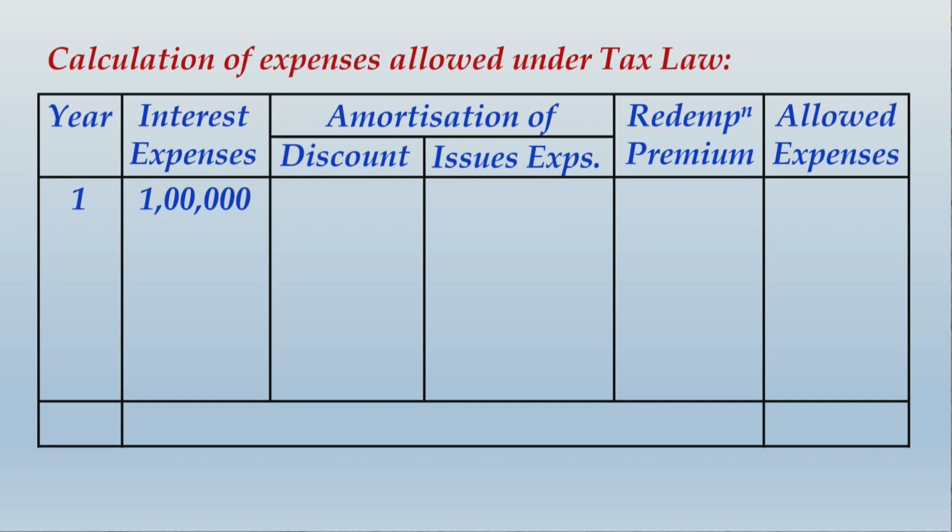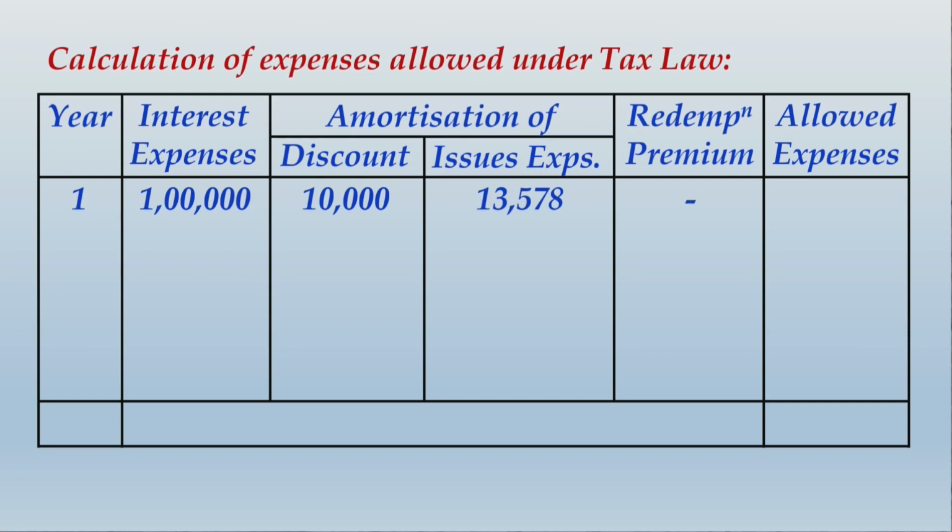Because it was 50,000, 1/5 of 50,000, that is 10,000 each year will be allowed under tax law. Similarly, 1/5 of the total issue expense will also be allowed as expense each year under tax law. That works out to 13,578. And no part of redemption premium will be permissible unless it is actually paid. That means it will be allowed as expense only at the end of 5th year. So nothing comes under the redemption premium column.